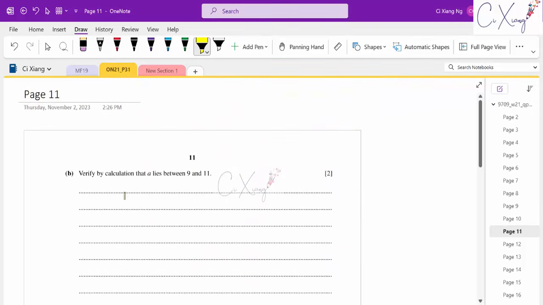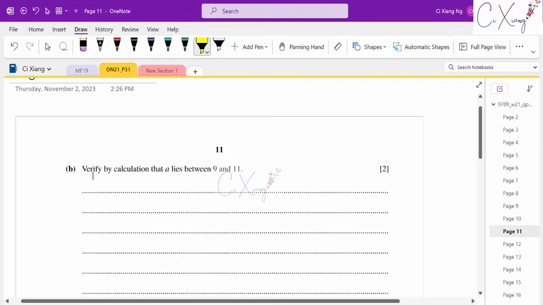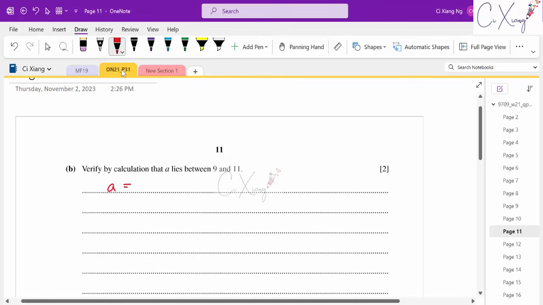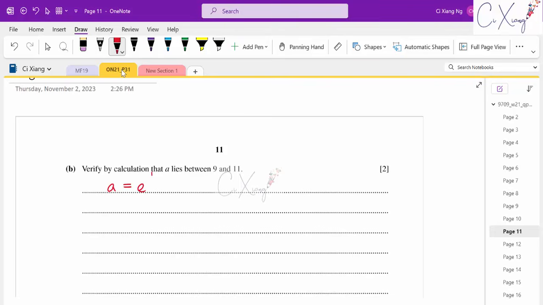Part B. For part B, they want you to verify by calculation that A lies between 9 and 11. So again, I rewrite my function. The equation we get just now is A equals to e power 1 over square root A plus 2. And now they want us to prove that A lies between 9 and 11. To prove this, basically I will use the sign change method.